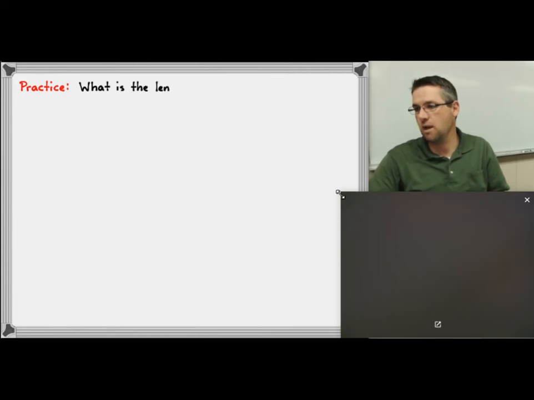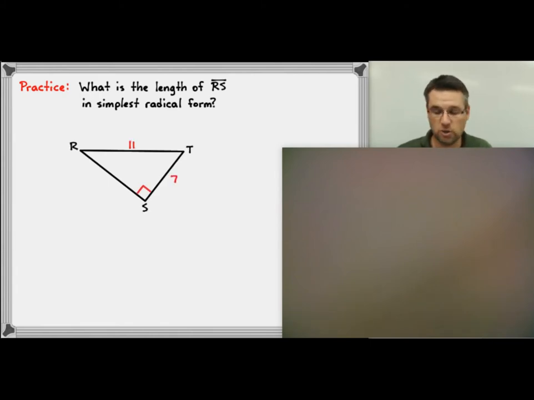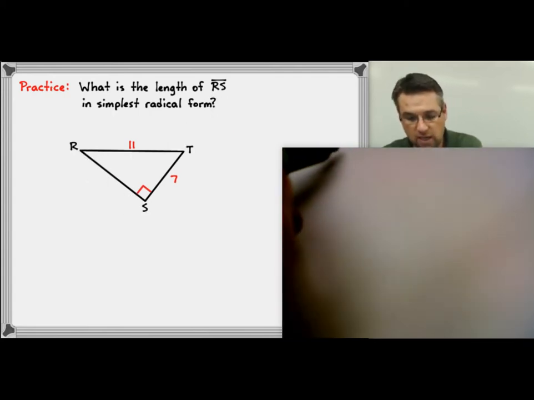So let's go ahead and do a practice problem dealing with the Pythagorean theorem. So here we've got a right triangle. We know it's a right triangle because of the right angle right here on angle S. And we have to figure out the missing side. The missing side in this case is RS. So we have to figure out this side. So let's go ahead and do that.